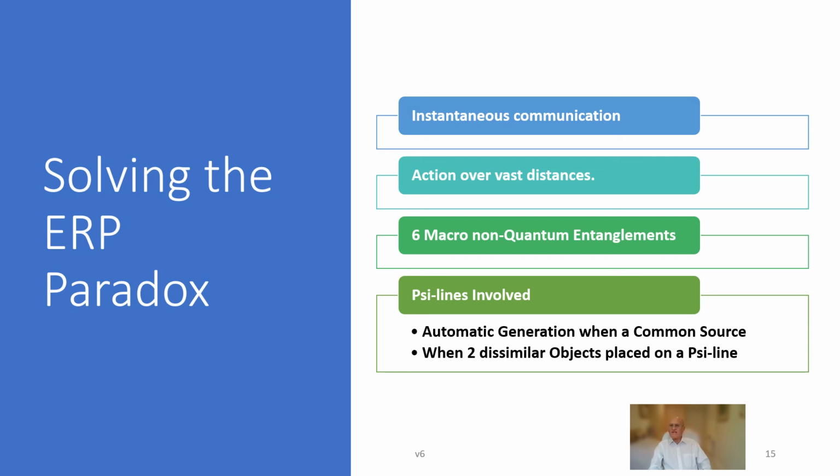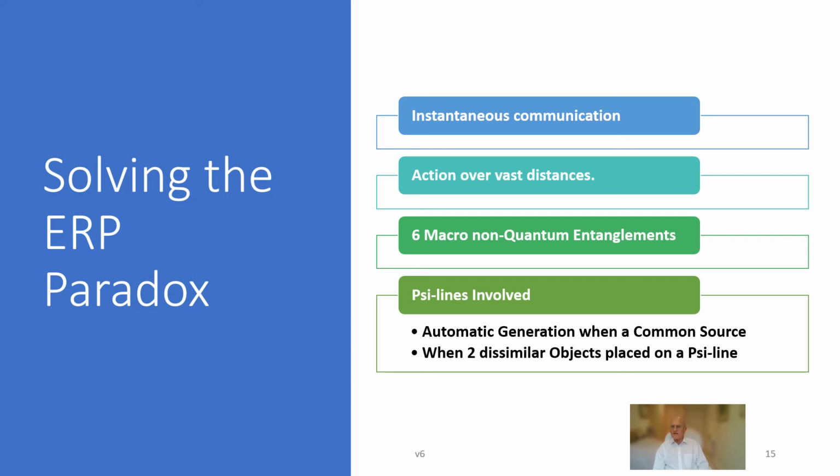My 2008 solution explains 6 versions of macro and non-quantum entanglement. A feature of all of these is that psi lines are involved. If the two bodies come from the same source, then the communicating psi line is automatically generated by the act of separation. If not, then the two dissimilar objects that require entanglement can be separately placed on an existing psi line.